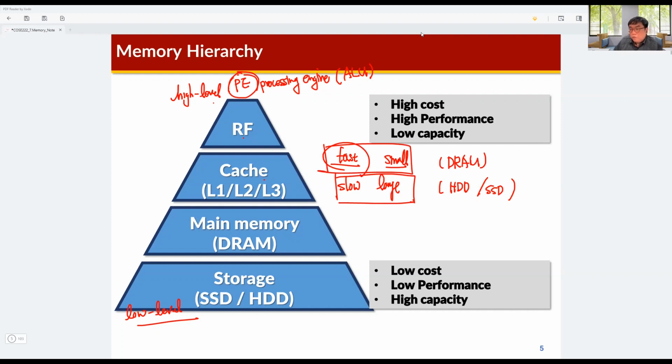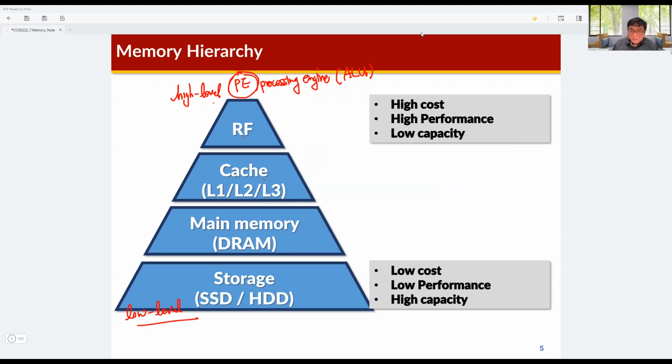So we have only two kinds of memory, fast and small memory, and slow and large memory. Using these two different types of memory, we need to organize our computer systems for achieving higher performance. That's why we need to use memory hierarchy. So let's see the properties of the different types of memories in our memory hierarchy. So this is the register file.